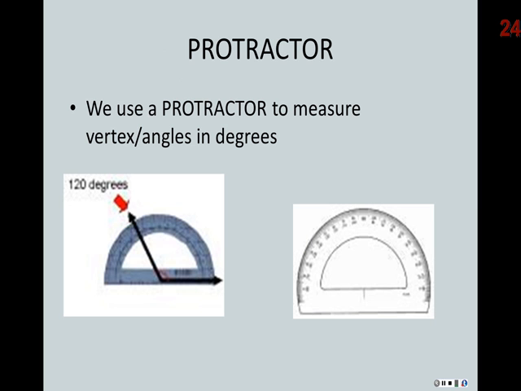We use a protractor to measure angles. I've already told you guys that. This angle is 120 degrees. What type of angle is it? Obtuse. Because look, it's going from here to here. So that's bigger than 90 degrees.